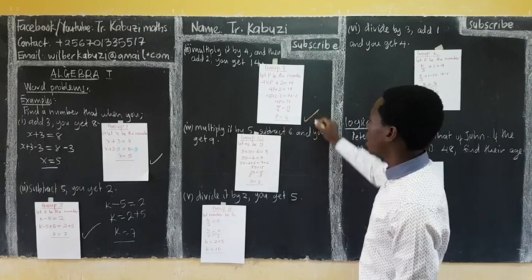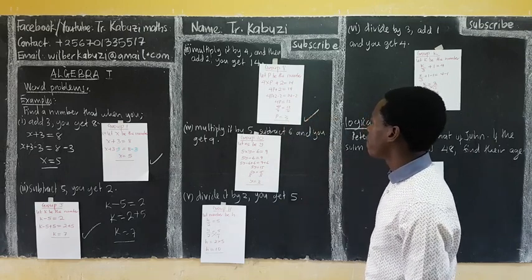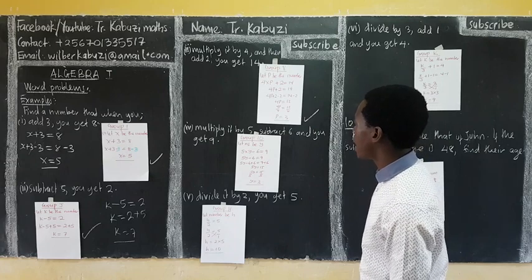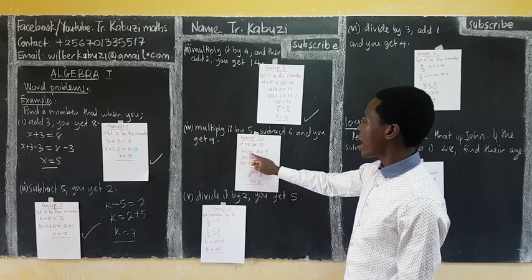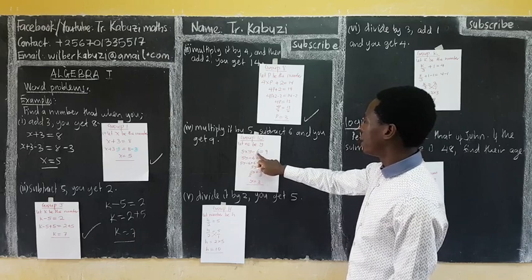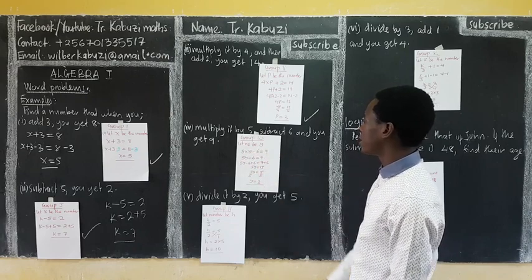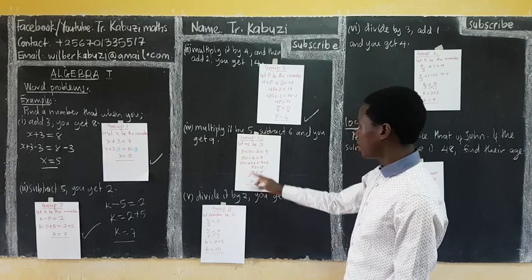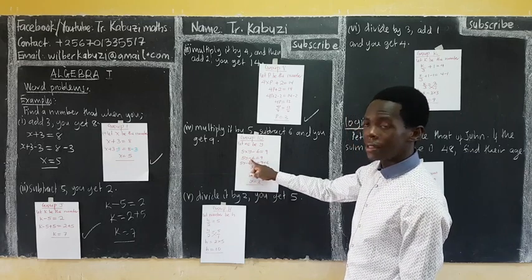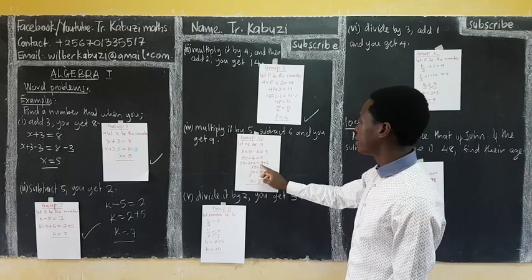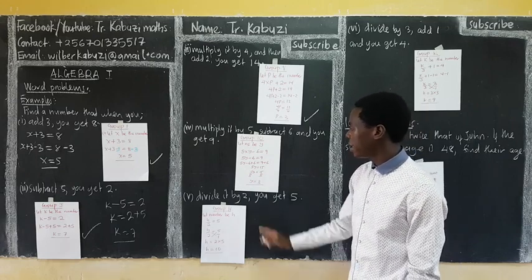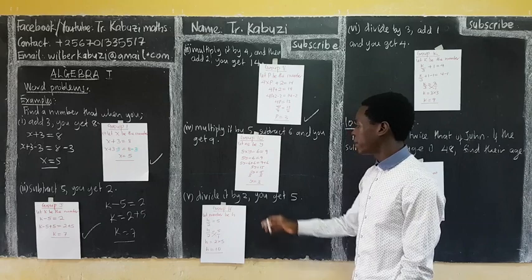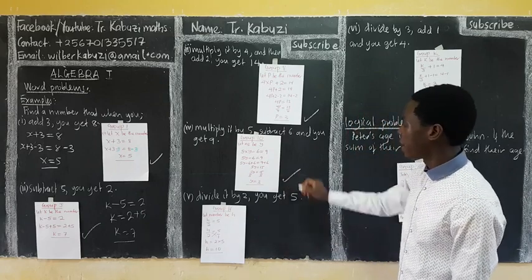Then here, multiply it by 5, subtract 6, you get 9. Let the number be y. Multiply by 5, subtract 6, you get 9. So because this is subtraction, we add 6 to both sides. So 9 plus 6, we get 15. Divide by 5, we get 3. So this is also okay.